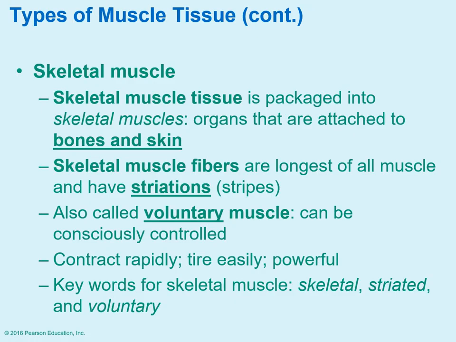Now, skeletal muscle fibers are very long. They're the longest of the muscle cells. They have stripes or striations to them. They are voluntary because you can control them consciously. You can decide whether you're going to move your leg or your arm, etc. When the skeletal muscle fibers contract, they do contract very quickly. It can be a very powerful contraction, but they're going to tire out fairly easily. It's kind of like, yes, we've got the strength and we're going to be fast, but we don't have the ability to sustain it for long periods of time.